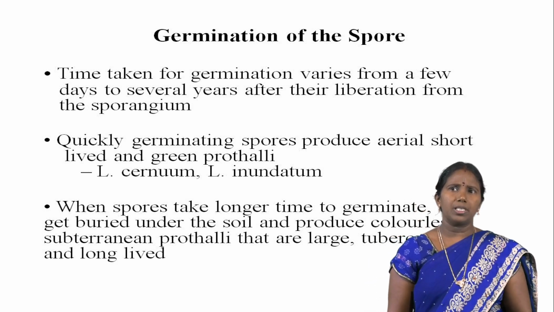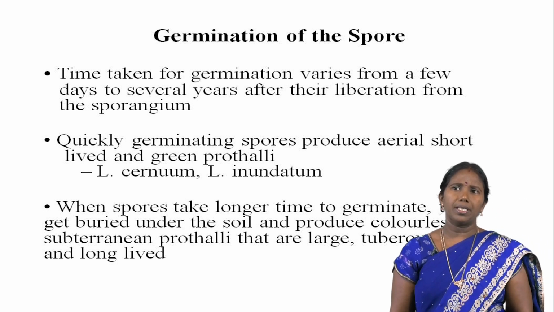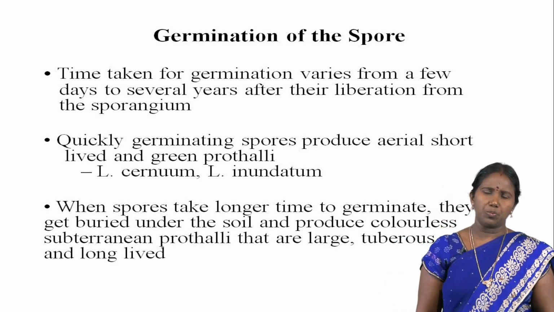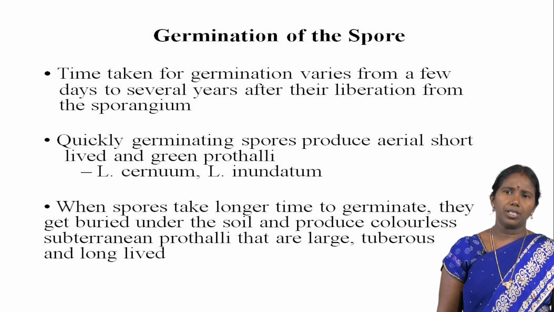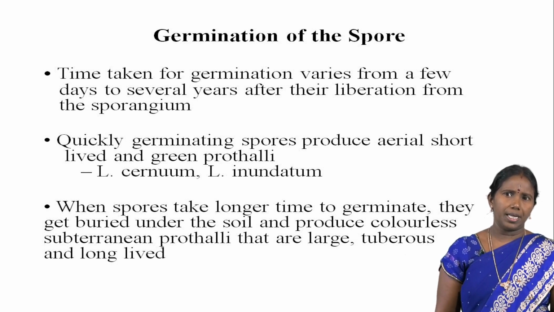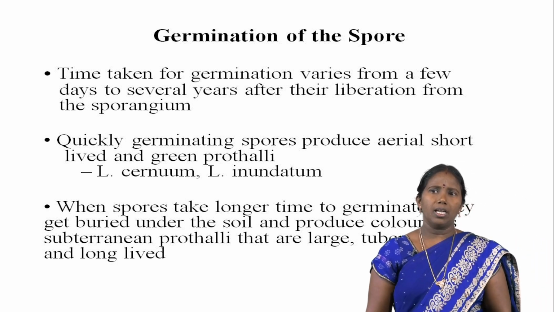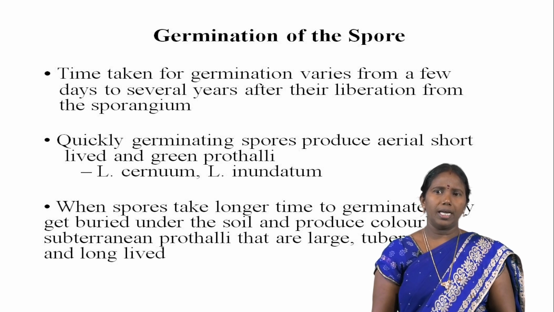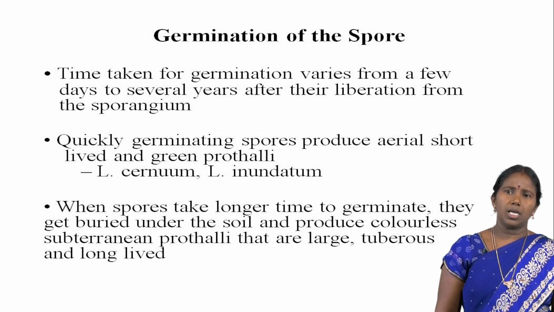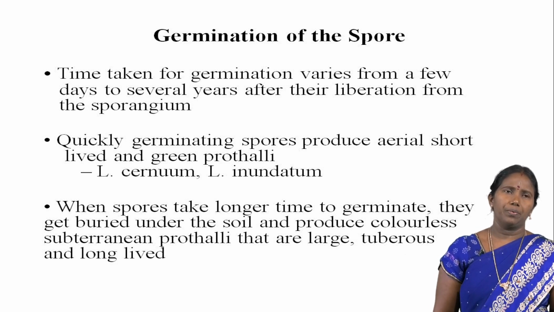Germination of spores. The time taken for germination varies from a few days to several years after release from the sporangium. Quickly germinating spores produce aerial, short-lived, green prothalli, for example Lycopodium serratum and Lycopodium inundatum. When spores take longer to germinate, they get buried under the soil and produce colorless subterranean prothalli that are large, tuberous and long-lived.